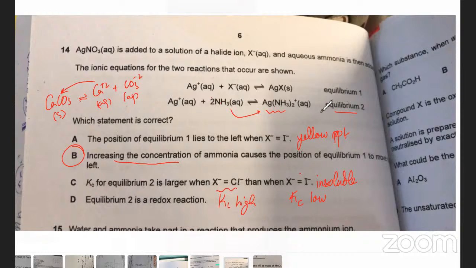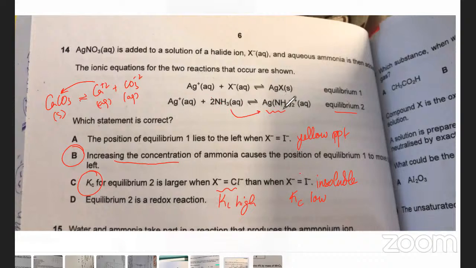Kc for equilibrium 2 has an equilibrium value. Remember, what does Kc change with? The one thing is temperature, right? So Kc remains unaffected by concentrations. It remains unaffected. So Kc is for this reaction.